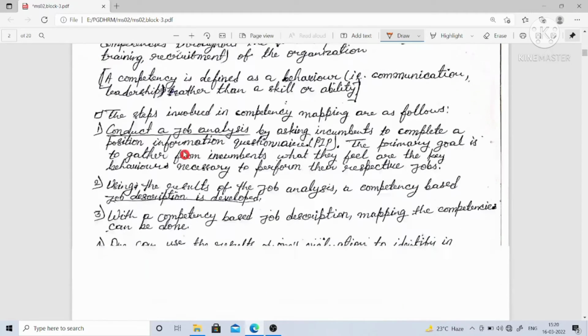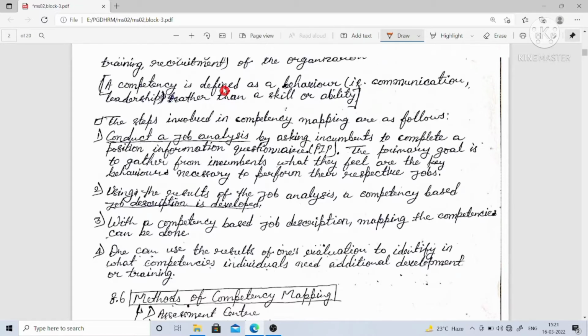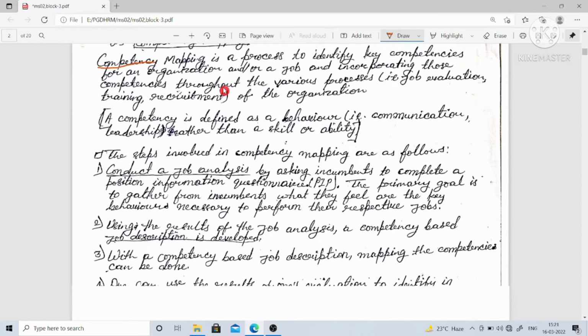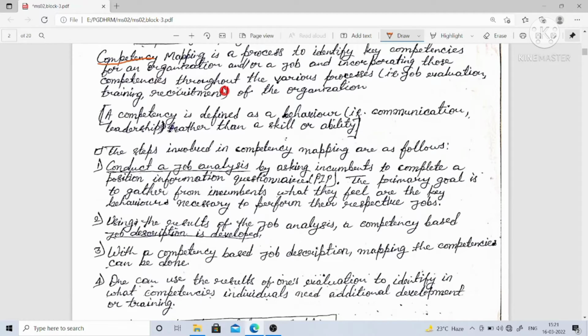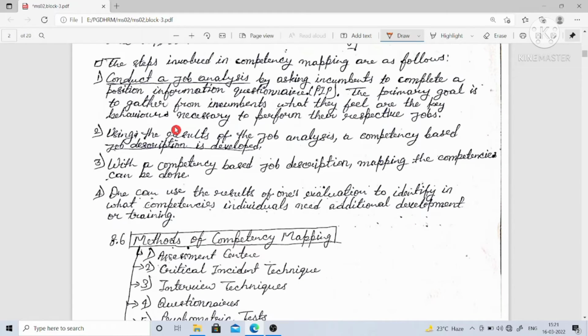Competency is defined as a behavior. Okay, competency is defined as a behavior rather than a skill or ability. So we can say competency here is a kind of behavior, such as communication and leadership, rather than a skill or ability. The steps involved in competency mapping are as follows.